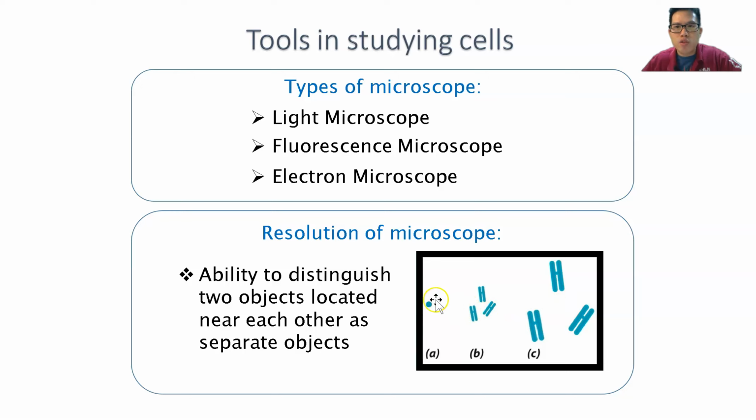So with some microscopes you see only one dot, but actually there are 3 chromosomes in there.